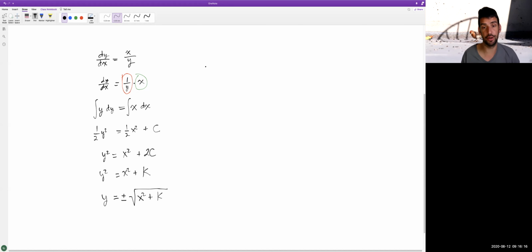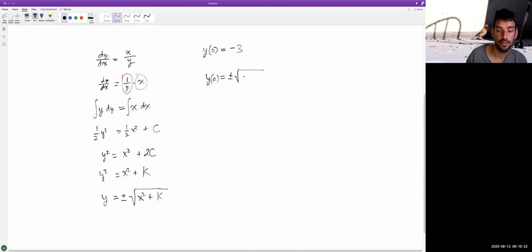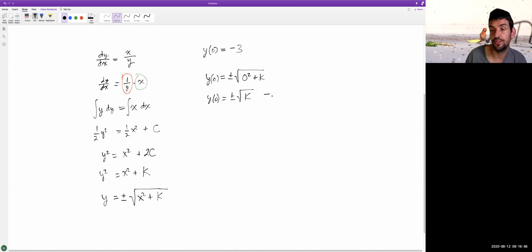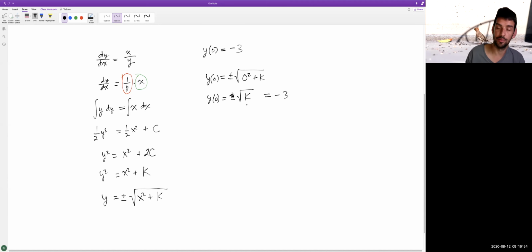Let's say this is the general equation, but let's say I was given some extra information. For instance, y of 0 equals -3. Well, then I notice that y of 0 is equal to plus or minus the square root of 0 squared plus k. So y of 0 is equal to plus or minus the square root of k, which we now know is equal to -3. Well, now it's obvious that I have to have the negative square root. That's the only way I'm going to get a negative out there.